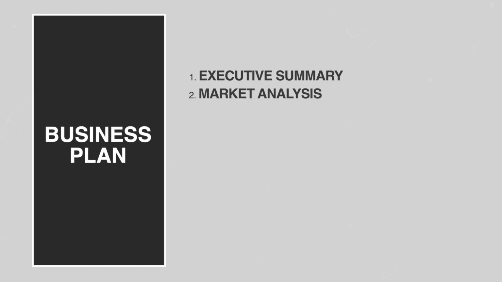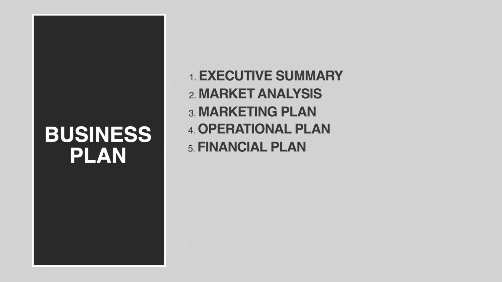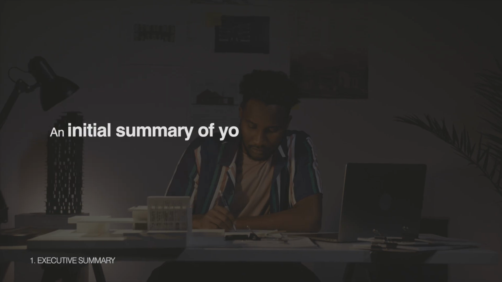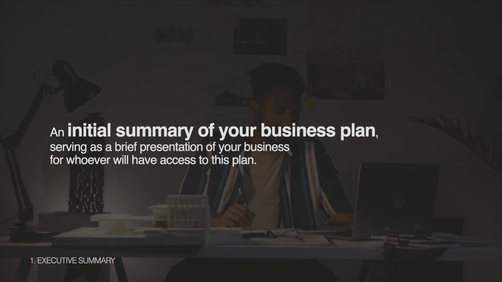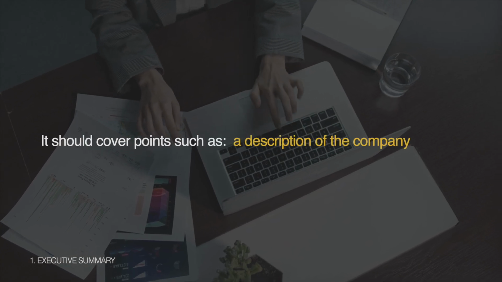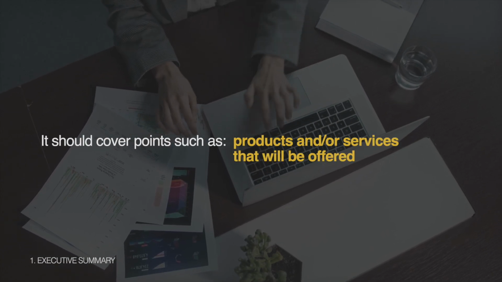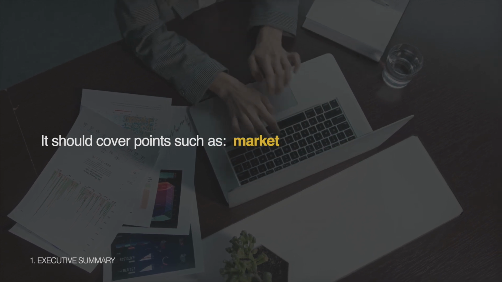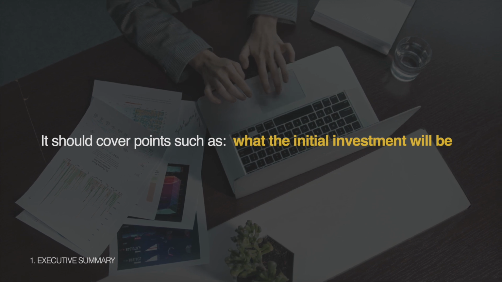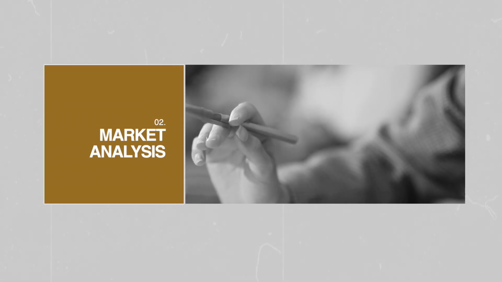Basically, a business plan consists of the following topics: an executive summary, market analysis, marketing plan, operational plan, financial plan, scenario building, strategic evaluation, and business plan evaluation. That said, we will now explain each of these topics. Executive summary. This will be an initial summary of your business plan, serving as a brief presentation of your business for whoever will have access to this plan. First, it should cover points such as a description of the company, who the entrepreneurs are, products and or services that will be offered, market, location of the company, mission, legal form, tax classification, and what the initial investment will be, among other points.